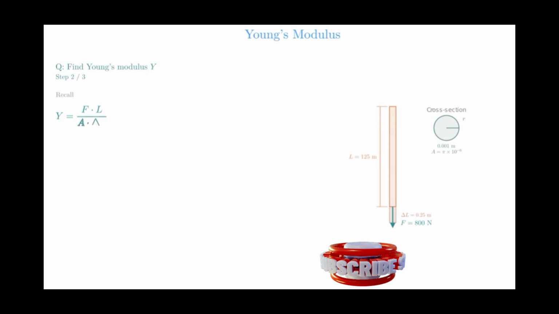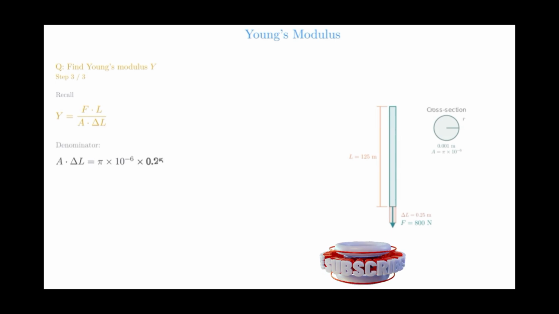Step 2. Let's compute the numerator. Force times original length. F times L is 8 times 10^5... that equals 100,000 newton meters. Now the denominator. Area times delta L. Step 3. Now we divide the numerator by area times delta L.